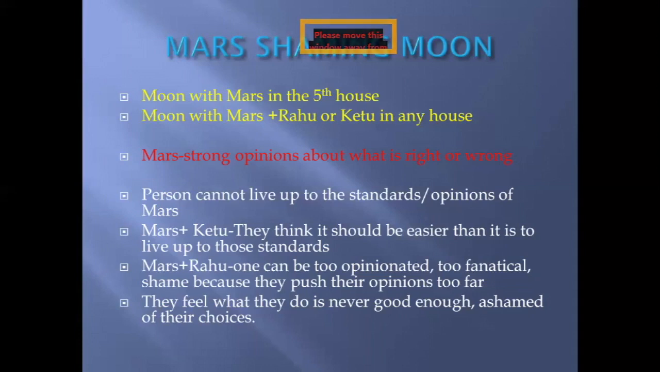Now, when Mars is with Ketu, they think it should be easier than it is to live up to those standards. And when Mars is with Rahu, one could be too opinionated, too fanatical, and then they will feel shame because they push their opinions too far. With this shame Avashta, they will also feel like whatever they do is never good enough, and they will be ashamed of their choices. They're even ashamed of how they feel and how they act upon that.